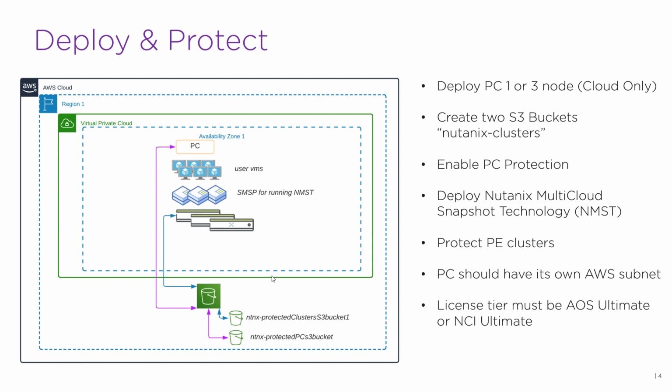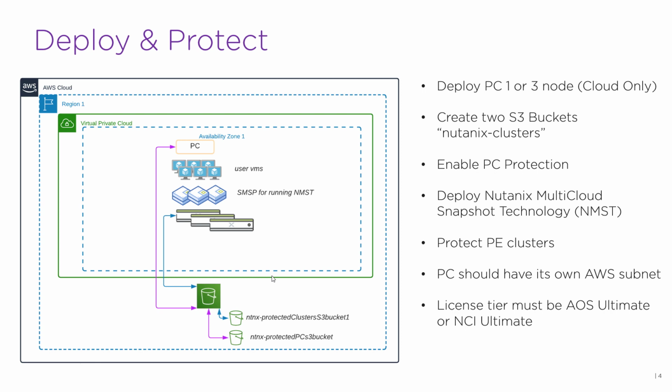And then we're deploying what we call the Nutanix Multicloud Snapshot technology. So this is a service using our MSP platform, which is really just a series of VMs running its own Kubernetes cluster. That technology is going to allow us to take our AOS snapshots and transfer them to S3. So once that's deployed, we can protect our Prism Element cluster. So we might have one or more that we want to protect.